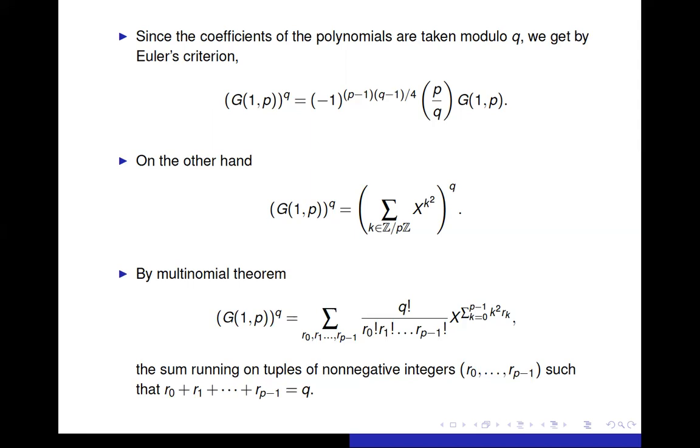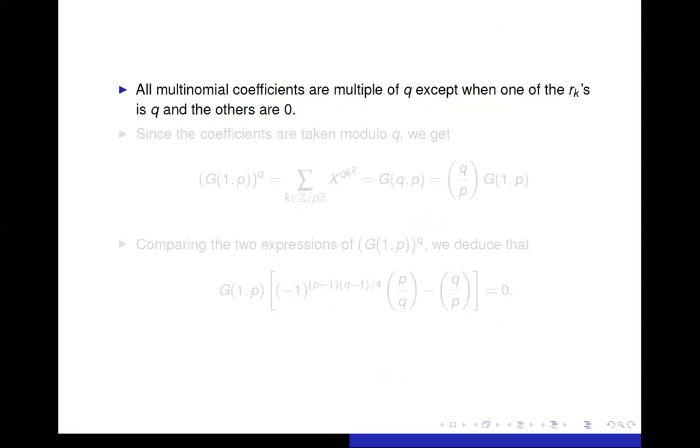Except if r0 or r1 or r(p minus 1) is equal to q, otherwise we have q factorial divided by smaller factorials, and then I get a factor of q in the numerator and no factor of q in the denominator. So since q is prime, the ratio is divisible by q. So all multinomial coefficients are multiples of q, except when one of the rk's is q and the others are 0.